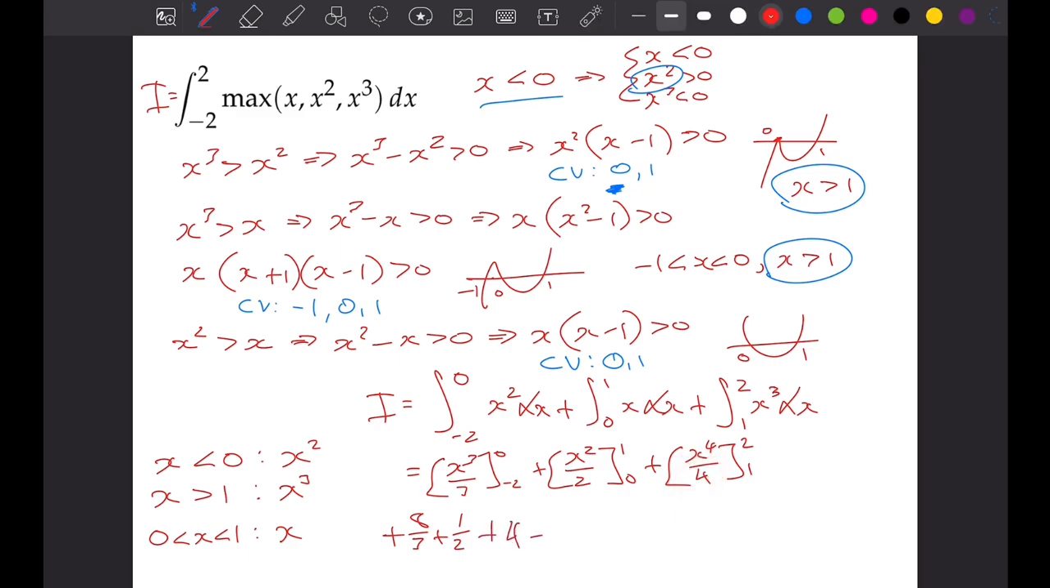And then taking away subbing in a 1 there. 1 to the power of 4 is 1. Over 4 gives us a quarter. Looking at the fractions here, we have 3, 2, and 4 in the bottom. So we can have a common denominator of 12, i.e. the lowest common multiple of 2, 3, and 4.